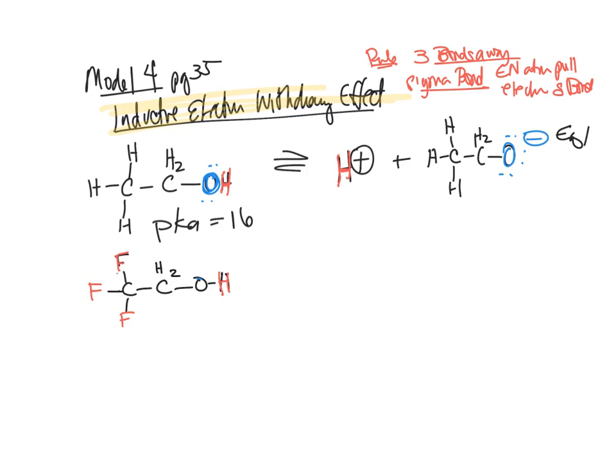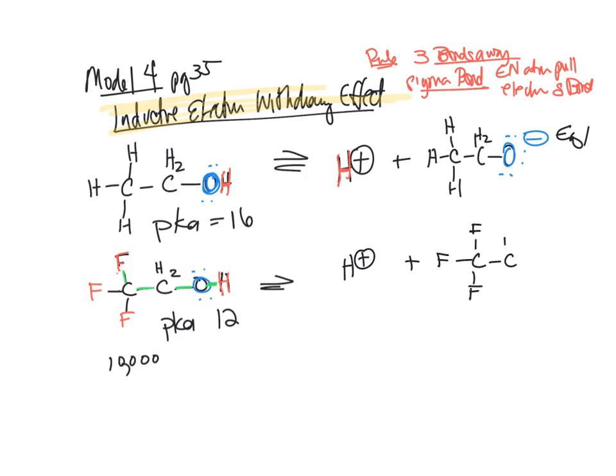Okay. Let's go ahead and now the pKa here, 12. So what's the difference between those? 10,000. Okay. And so how many bonds away is this? 1, 2, 3. Okay. Not finished. All right. So that's equation two.